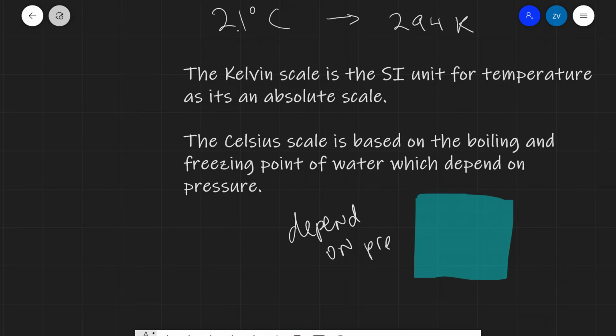For instance, if I was to try and boil water at sea level, the temperature at which that happens would actually be a little bit different compared to if I was to try and do exactly the same thing on Mount Everest. So in order to get away from this problem, we need to use an absolute scale, and that is the Kelvin scale, which is the SI unit for temperature.